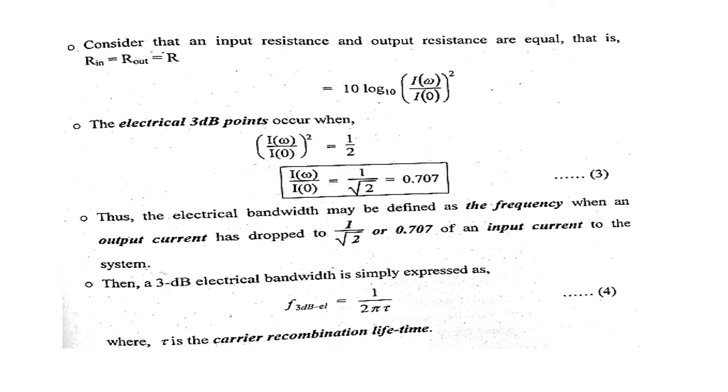At the electrical 3 dB point, (I of omega by I of 0) the whole squared is equal to half. So I of omega by I of 0 is equal to 1 by root 2, that is 0.707. So the electrical bandwidth may be defined as the frequency at which the output current has dropped to 1 by root 2, or 0.707, of the input current. The 3 decibel electrical bandwidth is simply expressed as f 3 dB electrical equal to 1 divided by 2 pi tau. Here tau is the carrier recombination lifetime.